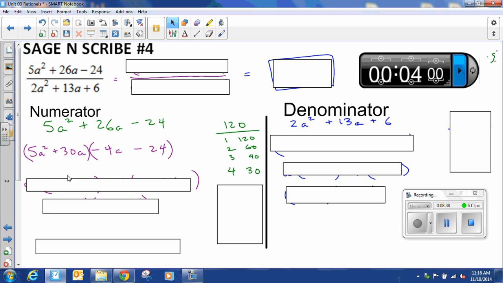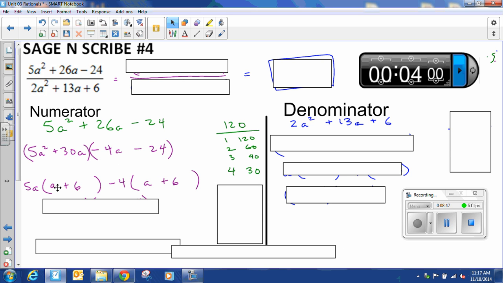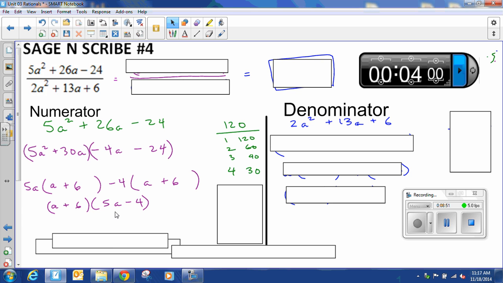We have factoring by grouping, which we can extract the 5a, that leaves a plus 6. I can extract negative 4, which leaves a plus 6 as well. The a plus 6 and the a plus 6 match, so I know I've done this correctly. And my final factored form is a plus 6 times 5a minus 4, so we'll put that answer up there.